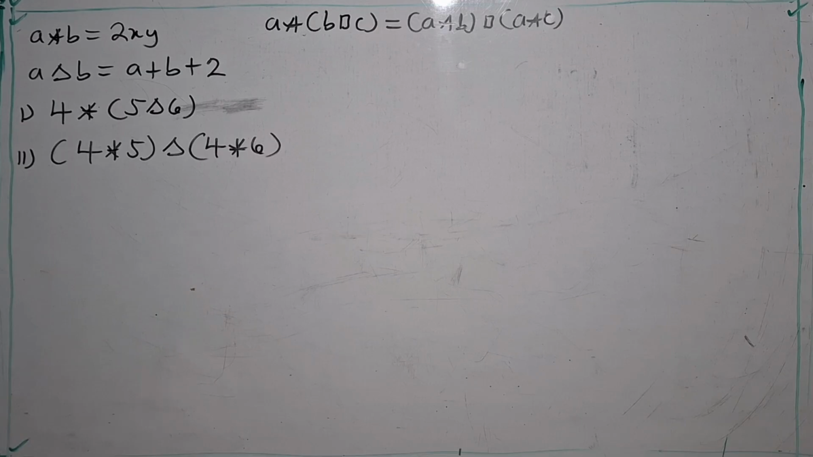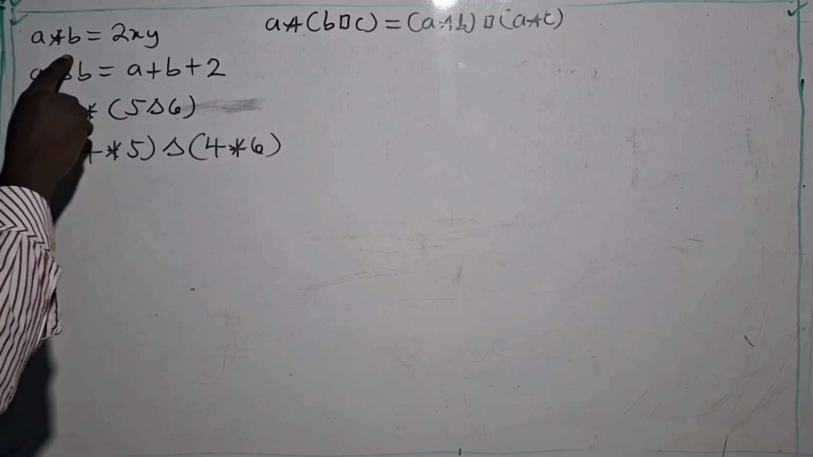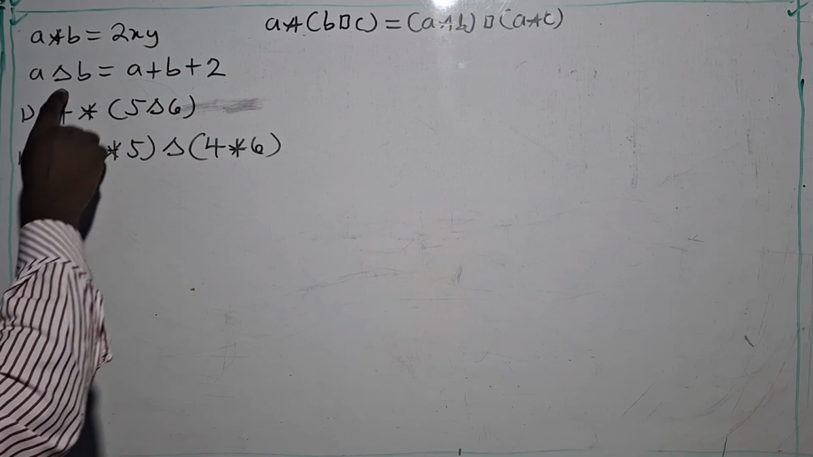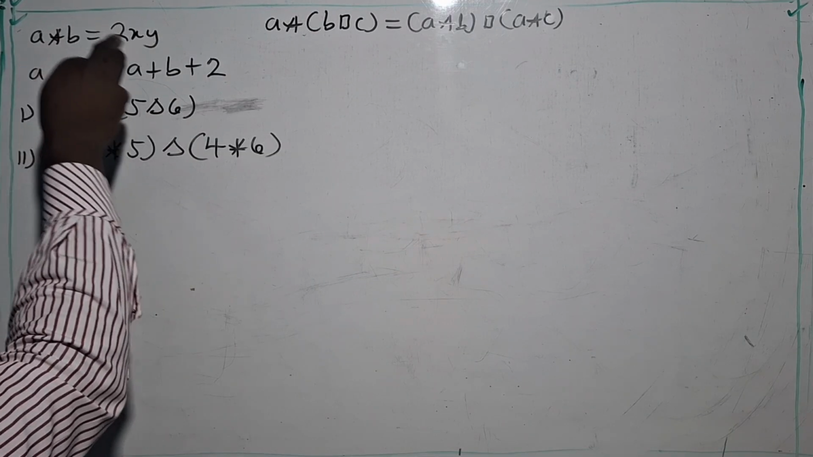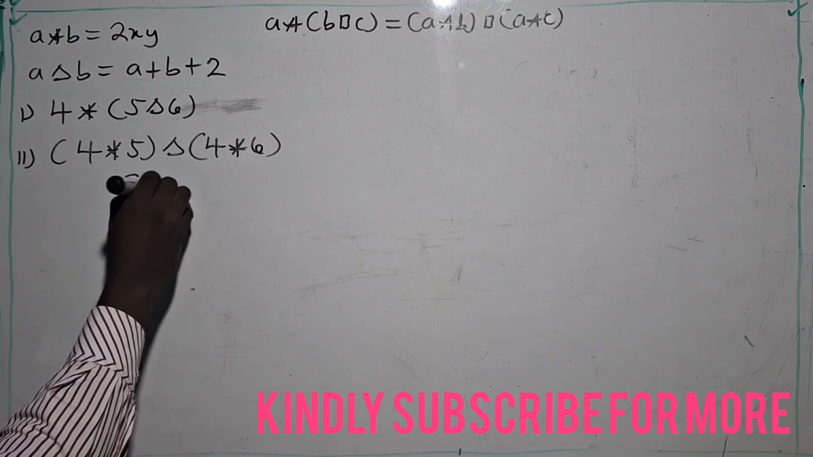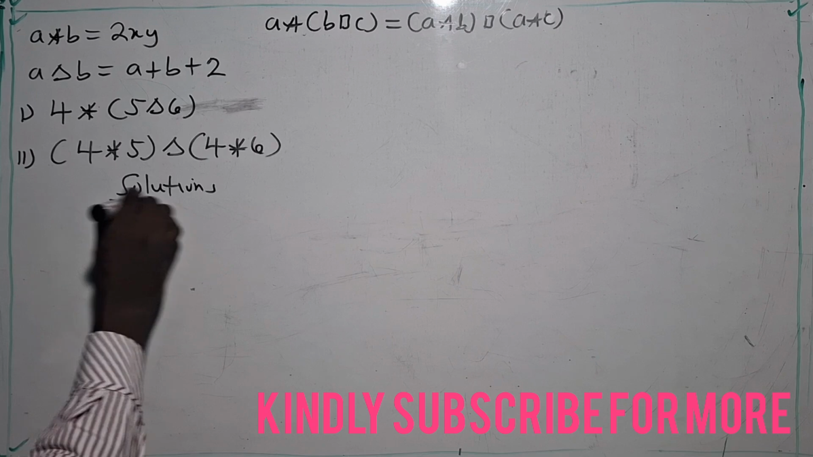Now, how do you solve it? You solve it by applying this rule anytime you see the operation like this. And when you see this operation, you apply this rule. So we are going to solve the first one. Let me write the solutions here.